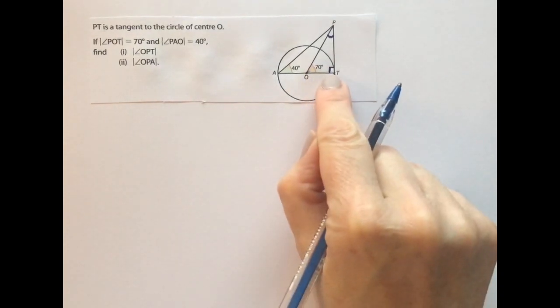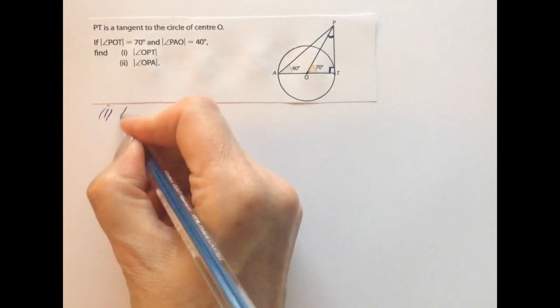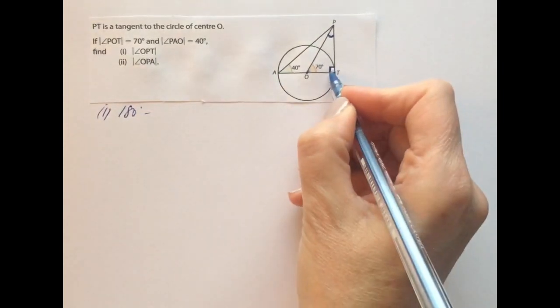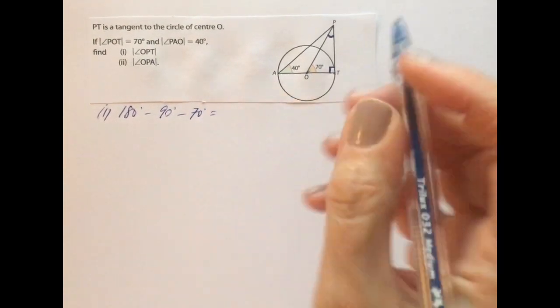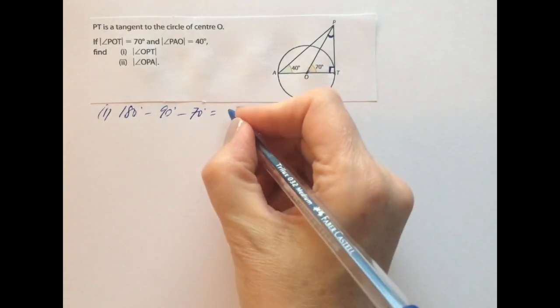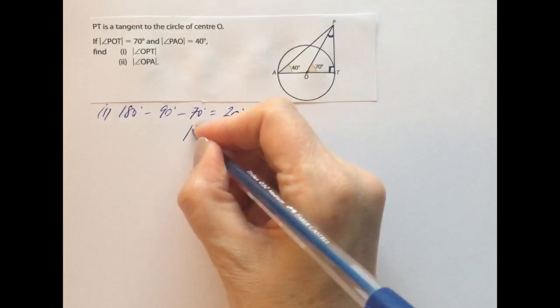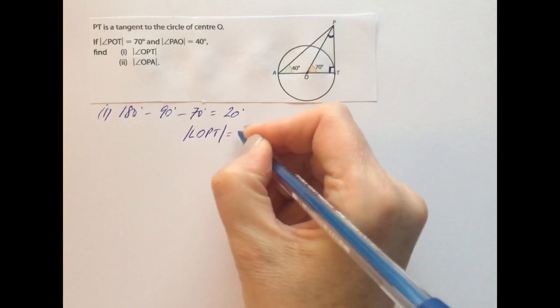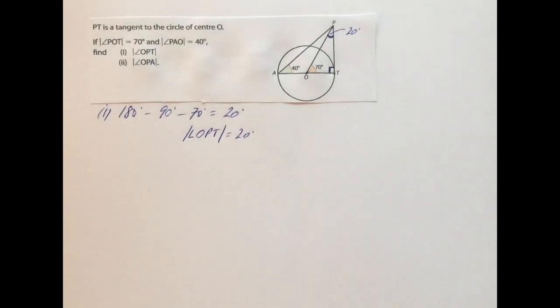Since I've already spotted that that's 90 degrees, all I need to do for part I is take away the 90 degrees and the 70 degrees from 180, because the three angles in a triangle must add to make 180. When you take those two angles away, you're left with 20 degrees, which is the angle OPT that I was looking for. So I'll put that in as 20 degrees.